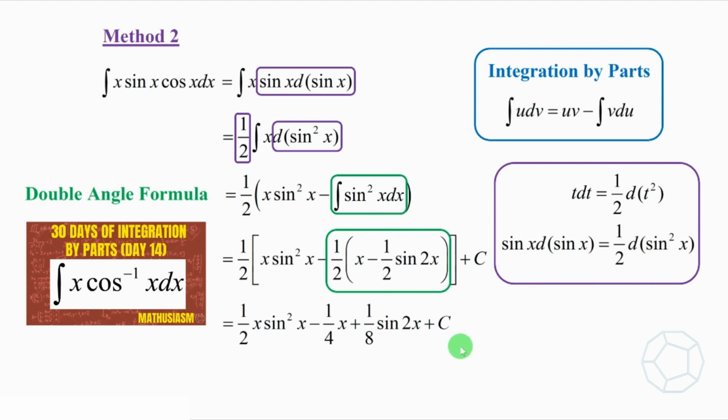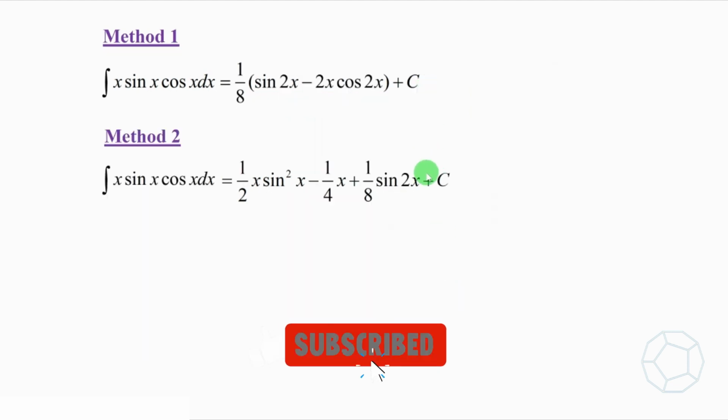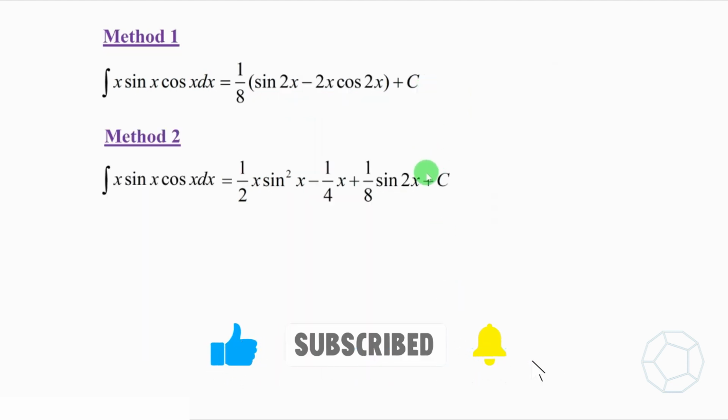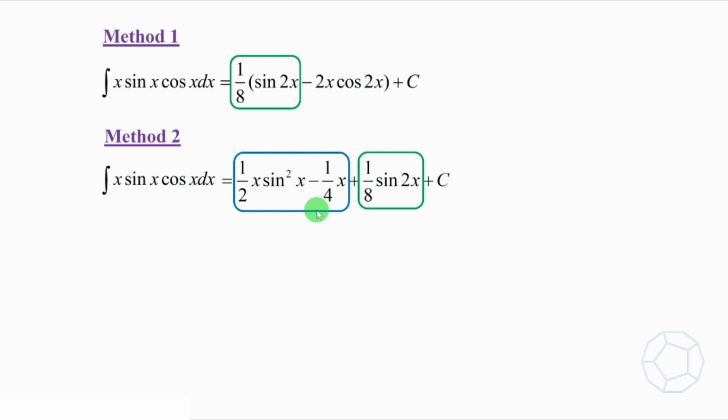Now, let's compare the two answers. If we put them together, you can see that they are not exactly the same at the beginning. However, we can use some tricks to show that they are equal. Let's take a closer look to the terms. Both expressions have 1 over 8 sine 2x. Therefore, we combine the first two terms in the second answer.